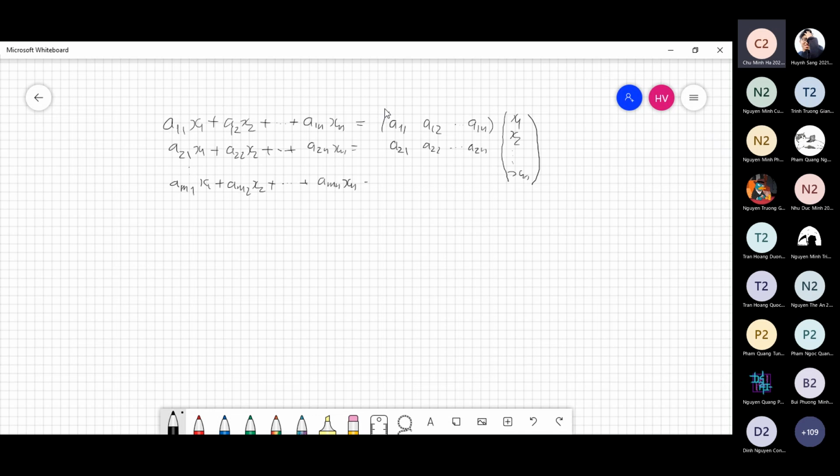Actually it is the same as the last row, a m1, a m2, and so on until a mn. Multiply this column, and if you multiply the first equation, you obtain b1. So this element here you obtain b1, the second element you obtain b2, and so on until the end you obtain bn, right?